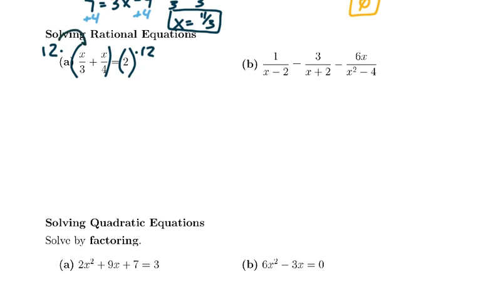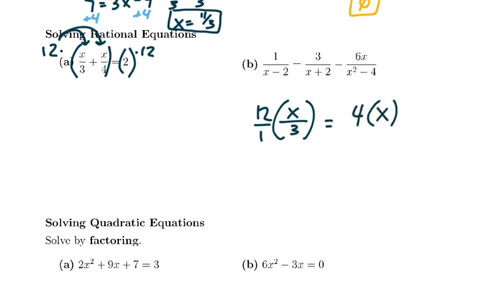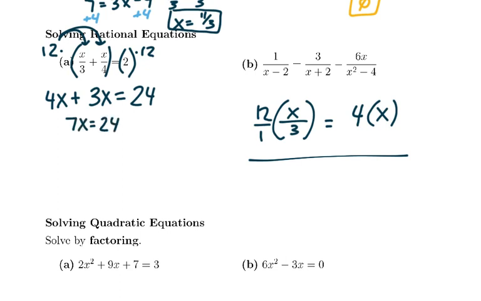On the left-hand side, I'm going to distribute the 12. I'm left with 12 times x over 3. You can put this over 1 to make that multiplication easier, but you're left with 4 times that numerator. So we get 4x here, and then we'll see that the next value would be plus 3x, right? Because 12 divided by 4 is 3, using the same idea. Equals 24. You can combine your like terms on the left-hand side and divide both sides by 7.